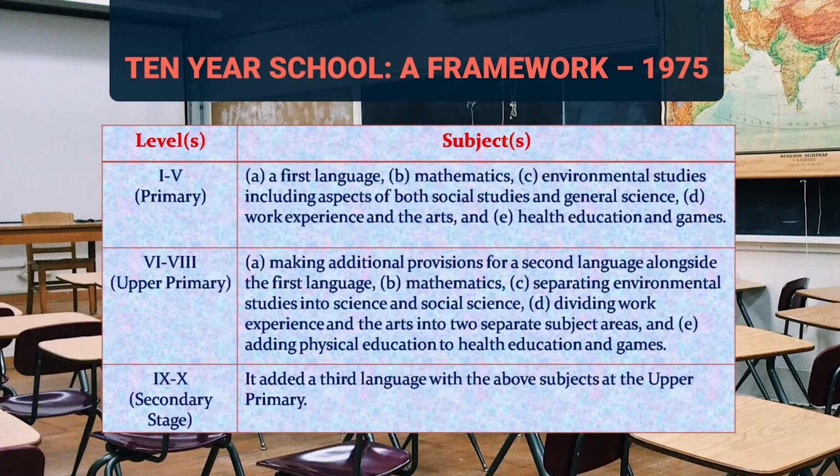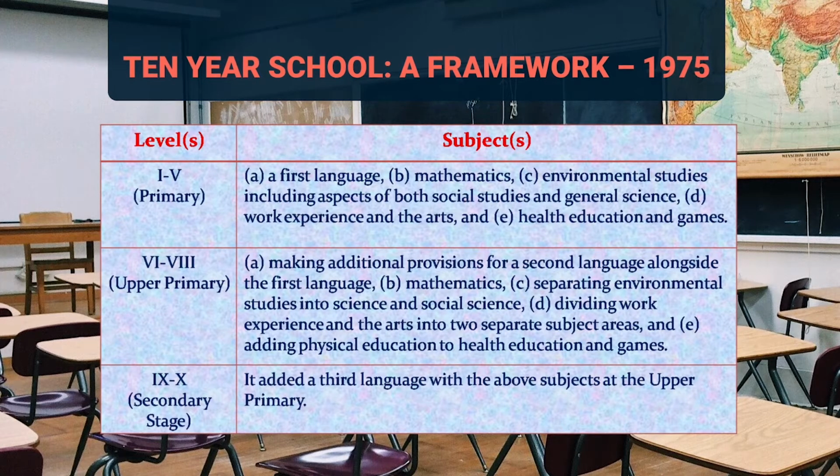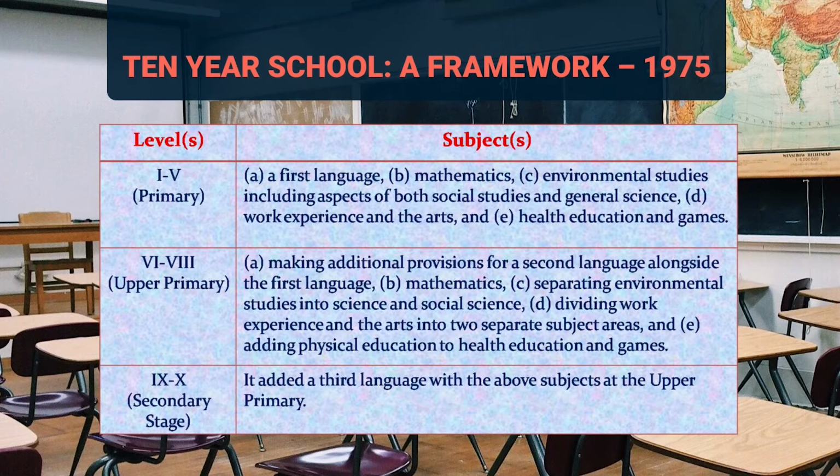With this second language, then mathematics, separating environmental studies into science and social science was done at the upper primary stage. Then further dividing work experience and the arts into 2 separate subject areas, and further adding physical education to health education and games was recommended.